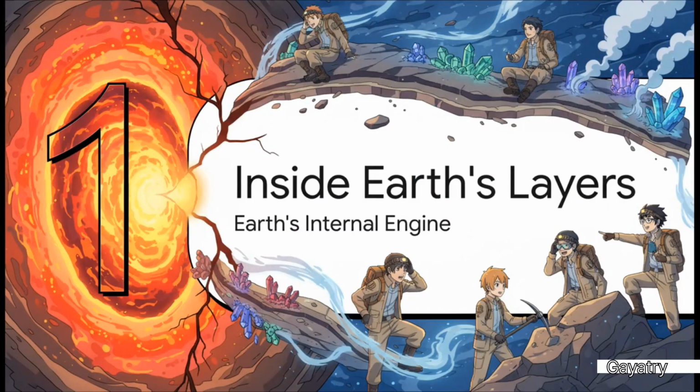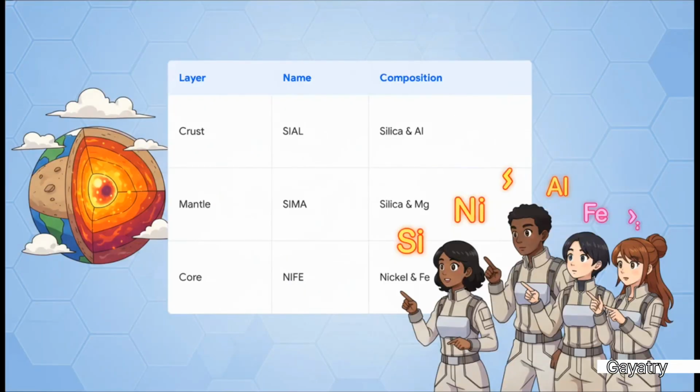Section 1. Inside the Earth's layers. To understand the surface we live on, we first have to crack the planet open and see what raw materials actually make up its internal engine. So, cracking open the Earth reveals 3 really distinct chemical layers. Starting right at the top, we have the crust.